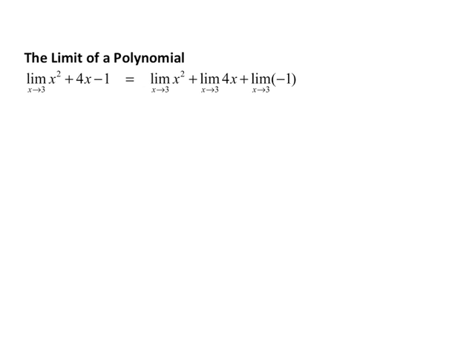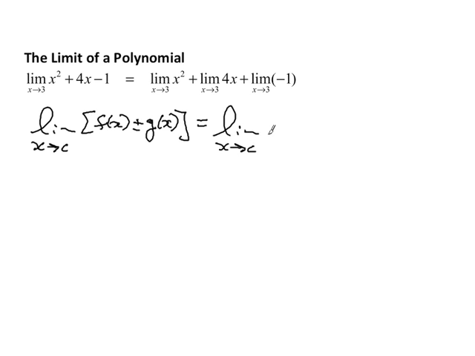We can use these properties of limits that we just talked about a little while ago to find limits of polynomials. Now, one of the properties said something to the effect of the limit as x approaches c of f of x plus or minus g of x is actually equal to the limit as x approaches c of f of x plus or minus the limit as x approaches c of g of x. So I can break this limit up. Well, that's kind of nice because that just told us exactly how to find limits for polynomials.